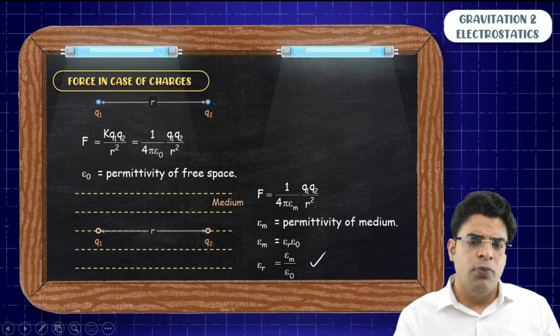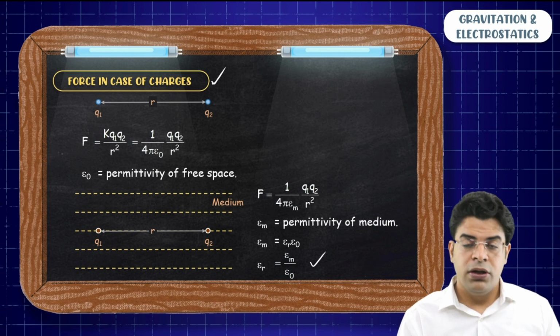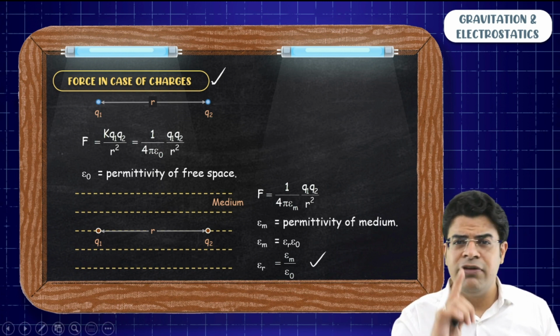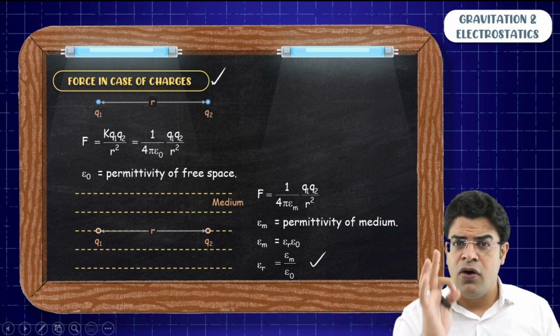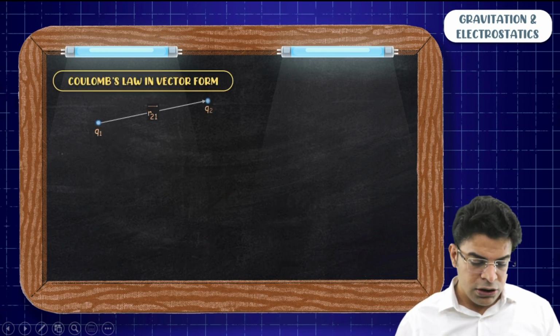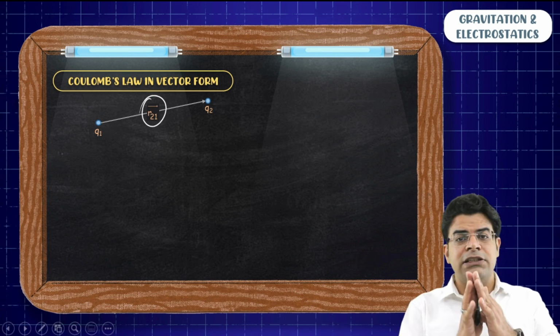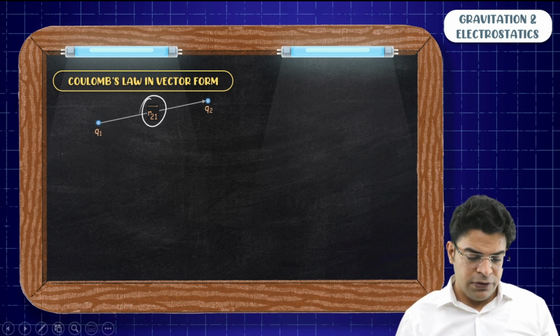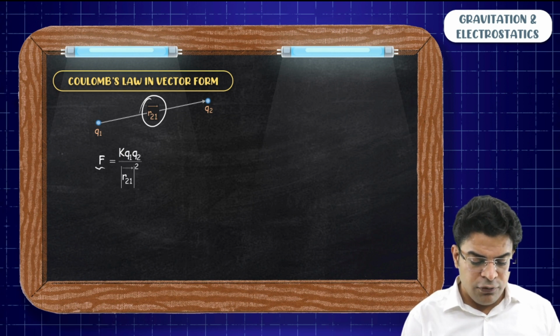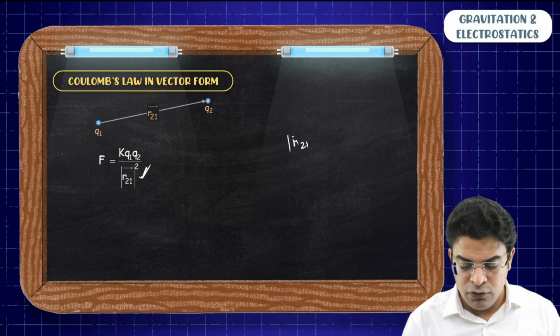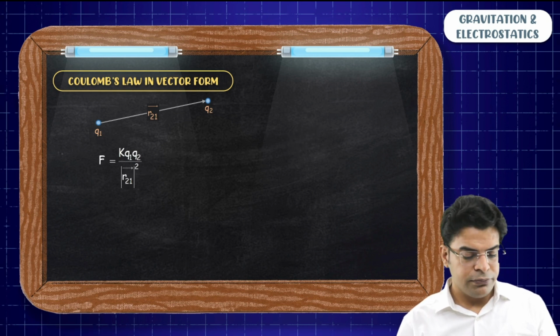So let's talk more about Coulomb's law, but first we should know how to write Coulomb's law in vector form, just the way we learned how to write Newton's law of gravitation in vector form. So let's say we have two charges Q1 and Q2. This vector represents the position of charge 2 with respect to charge 1. Now we know that the magnitude of force will be k Q1 Q2 upon the magnitude of separation between them whole square, the magnitude of position vector of 2 with respect to 1 whole square.